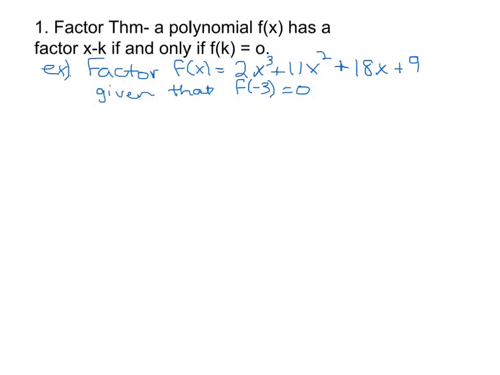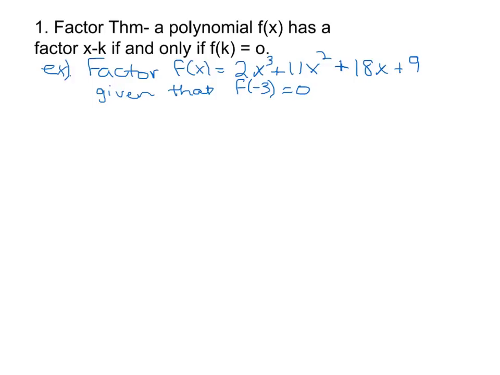The factor theorem says that a polynomial f of x has a factor x minus k if and only if f of k is equal to 0. In other words, if our remainder turns out to be equal to 0, it means x minus k went in evenly.